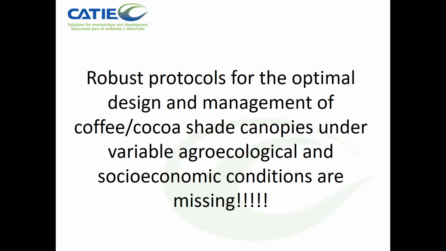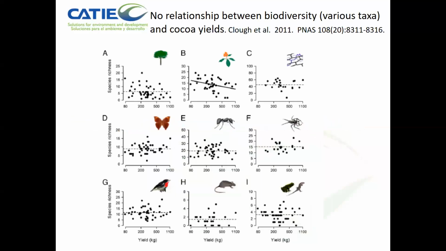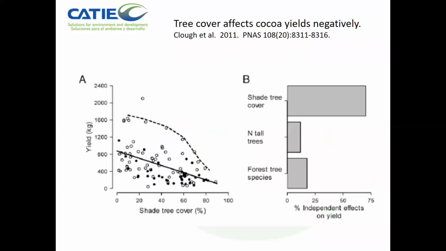This is something that is really missing in the literature, both in coffee and cocoa. We don't really have a good protocol for helping agronomists or helping the farmers to design their system. So we need to do more work on that. There are some general rules. We think they do apply. For example, some people have shown that there is no relationship between biodiversity and cocoa yields. We do know that there is some effect of tree cover on cocoa yields because of photosynthesis.